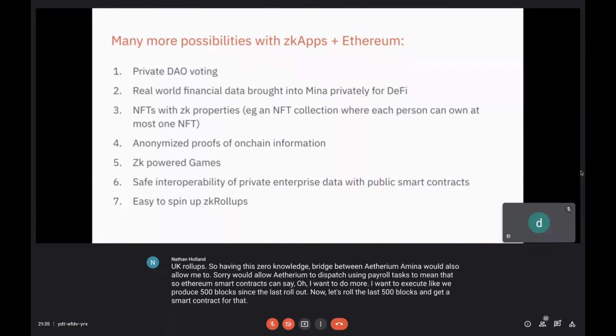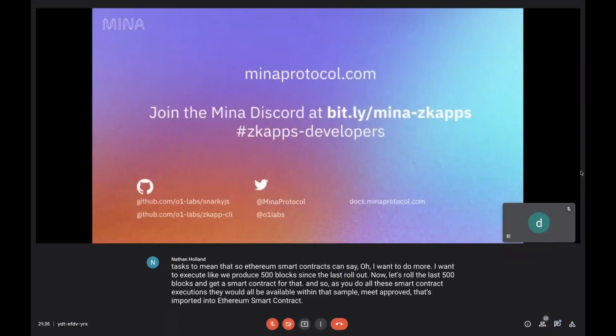And so as you do all of these smart contract executions, they would all be available within that single Mina proof that's imported to that one Ethereum smart contract. So that's all I wanted to talk about today.